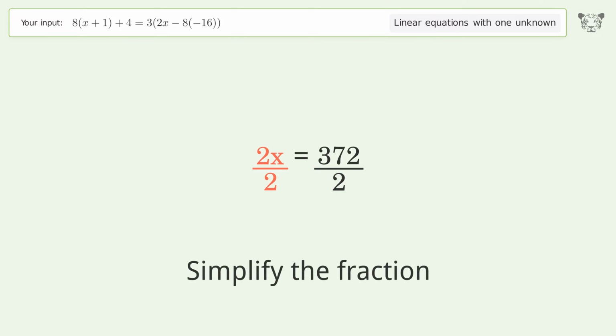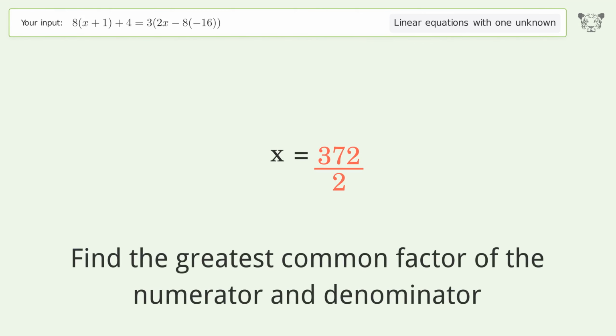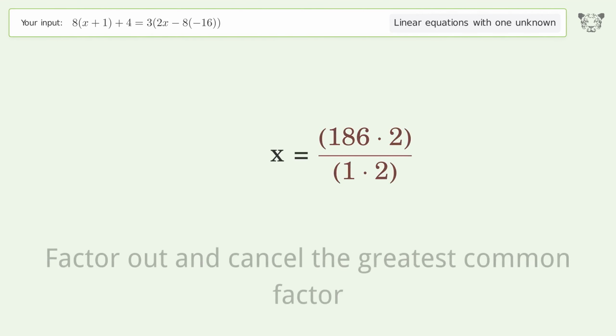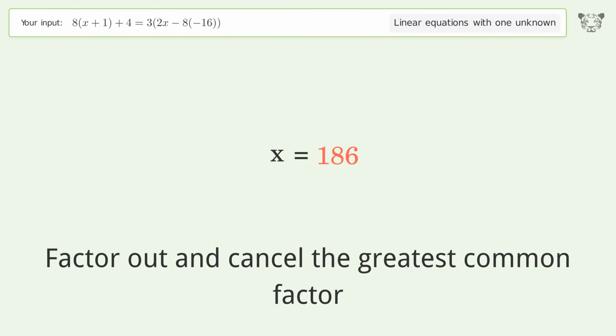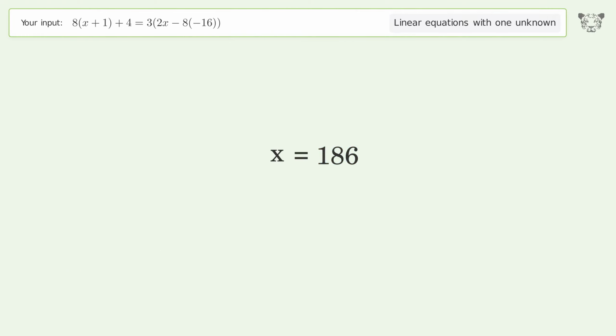Simplify the fraction. Find the greatest common factor of the numerator and denominator. Factor out and cancel the greatest common factor. And so the final result is x equals 186.